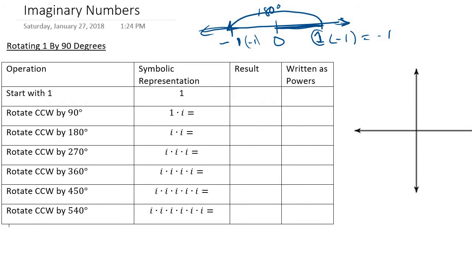If I multiply again by another -1, I will get to 1. So it's another rotation by 180 degrees. I can continue multiplying by -1, and I'll just keep rotating 180 degrees each time.